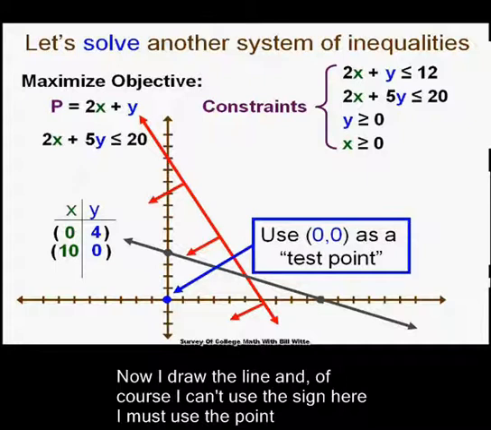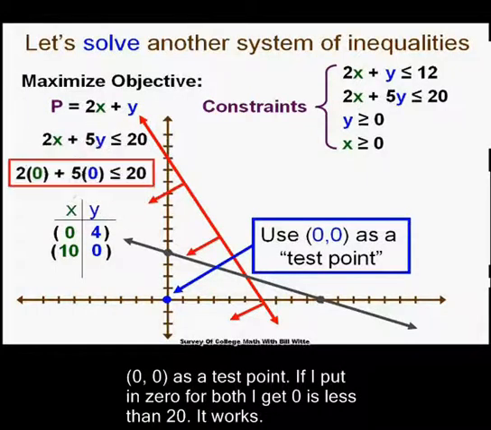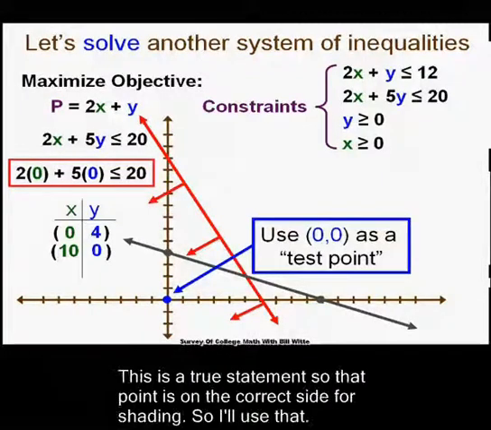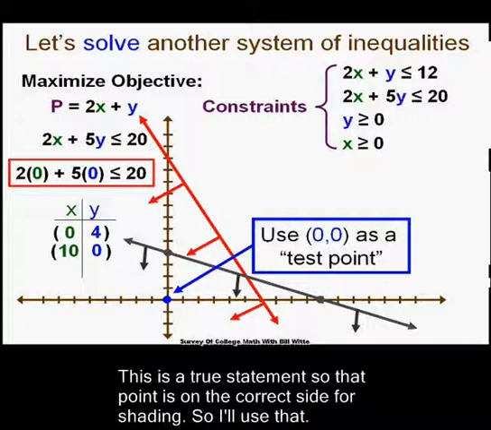Now, if I put in 0 for both of them, 2 times 0 plus 5 times 0, that's 0. And that is less than 20. So I guess 0, 0 works. So he's on the correct side. Excellent. So I'll use that. So I have both of those graphed.